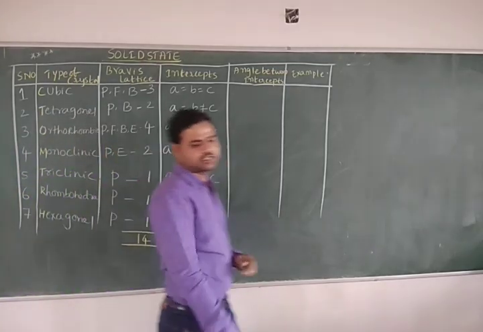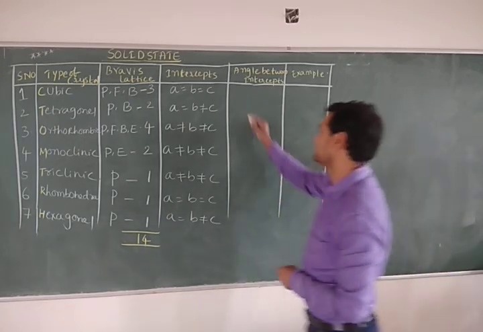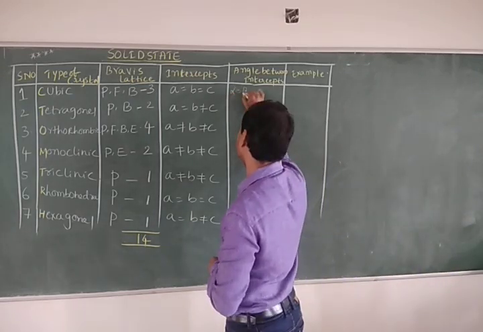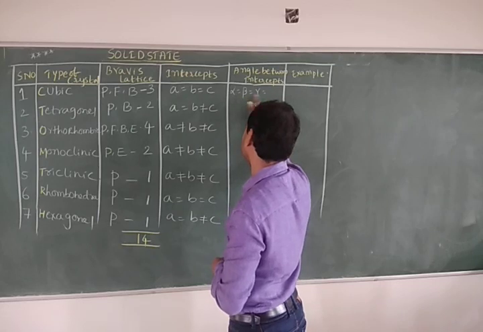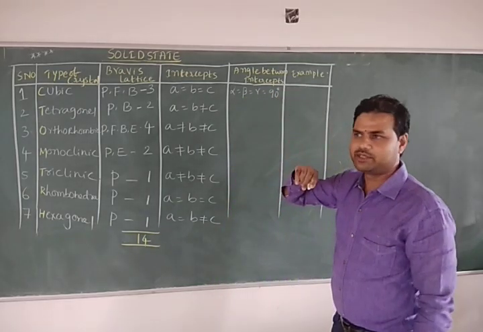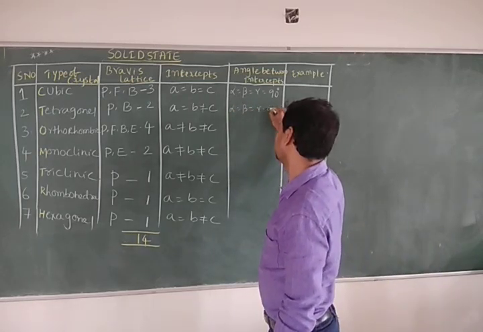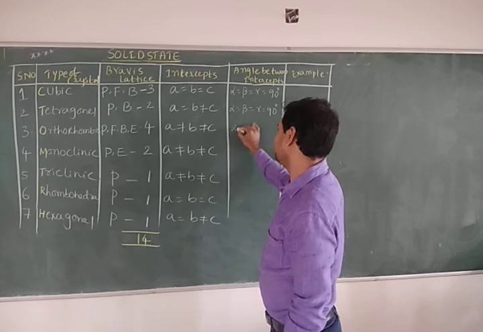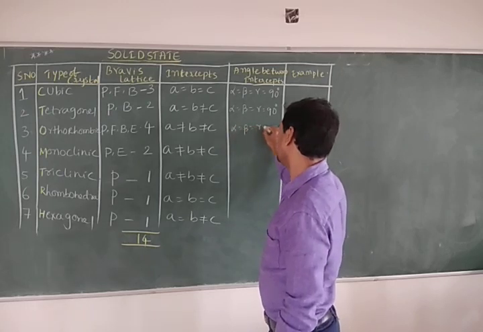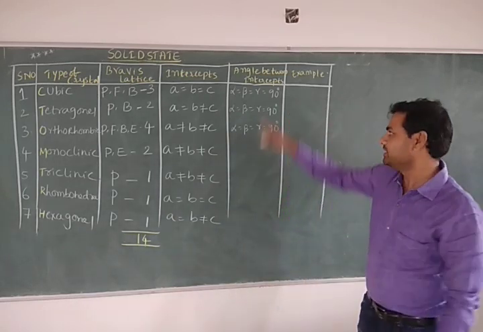Next, what are the angles? Angles can be taken like this. First three angles are the same only: alpha, beta, gamma. Alpha is equal to beta is equal to gamma, which is equal to 90 degrees. Here also alpha, beta, gamma is equal to 90 degrees only. So this is three types.